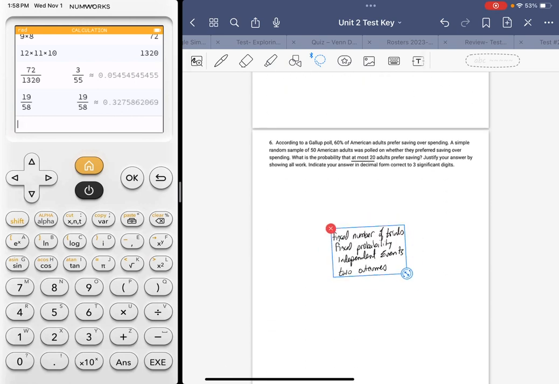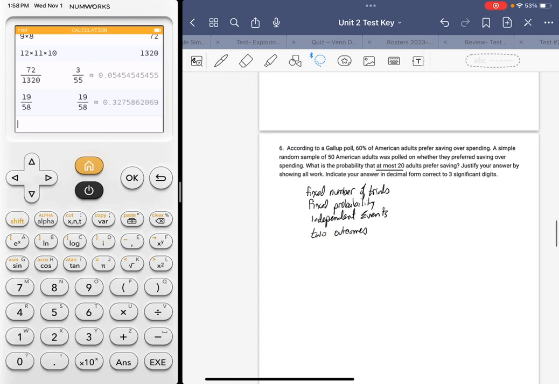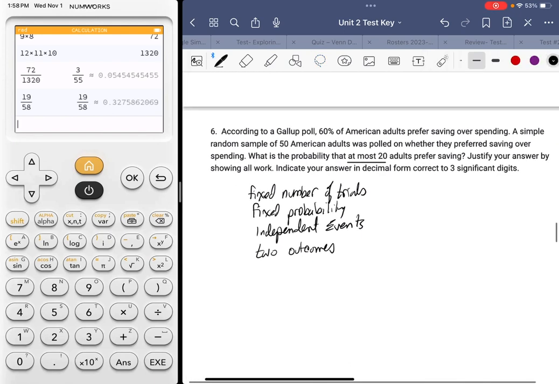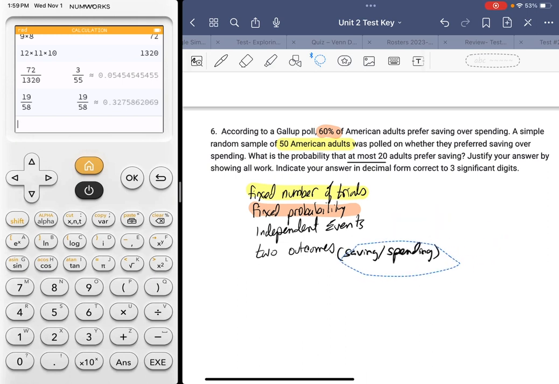This is not something that you would need to write for this question. I just want to be able to point to it. Fixed number of trials, we have a simple random sample of 50 individuals. All right, fixed probability. That's the 60%. There's no indication that that's changing. Independent events. All right, so 2 possibilities, saving or spending.